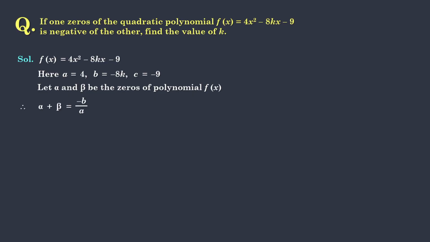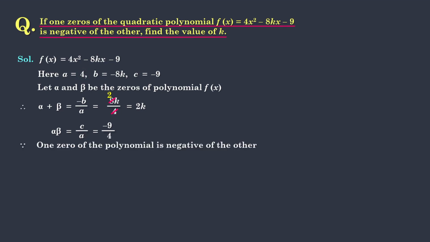From the relationship between the zeros and the coefficients of a quadratic polynomial, the sum of the zeros is equal to minus the coefficient of x divided by the coefficient of x squared. Substituting the values, the sum of alpha and beta becomes 2k. Now we use the condition given in the question. One zero is the negative of the other. This means beta is the negative of alpha.